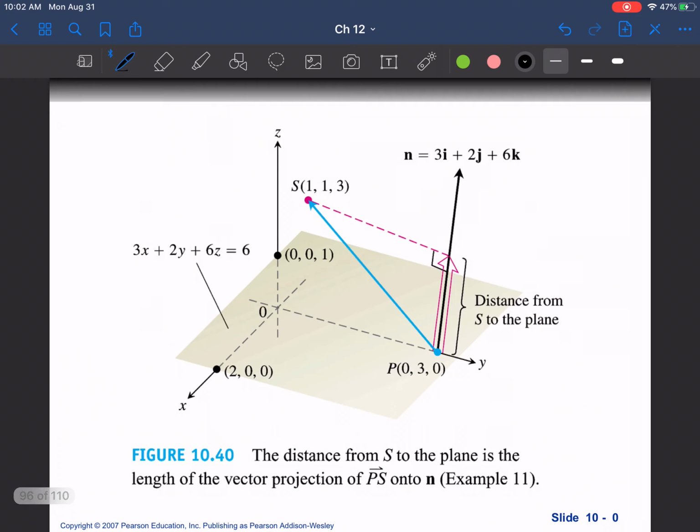Here's a better picture than what I was trying to draw. It's basically the same picture, just a little neater, where this is our vector PS. If we dot it with our normal vector, which we turn into a unit normal vector, then we end up with this length right here, which is the distance from the point to the plane.